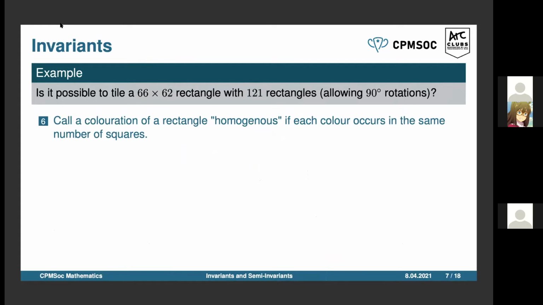Now we define a coloring or numbering of the rectangle homogeneous if each color occurs the same number of times. In this case, we use numbers, so you can just say each number occurs the same number of times. For example, in a numbering, if number 1 appears the same number of times as number 2, and so on up to the number 12, then that's a homogeneous numbering or coloring.